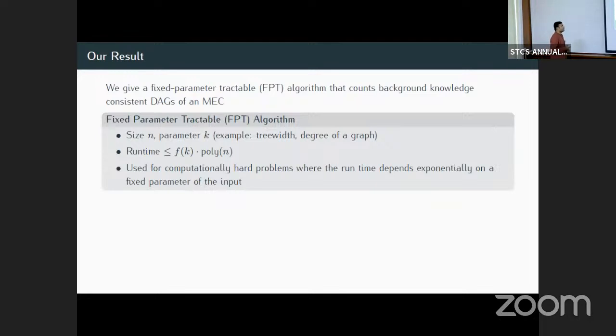A fixed parameter tractable algorithm has two parts in its time complexity. There are two terms: one is the input size, another one is the parameter k, and the runtime is polynomial in terms of the size of the input, and f(k) can be exponential. Normally, this approach is used when we want to solve computationally hard problems. So our parameter is clique knowledge.